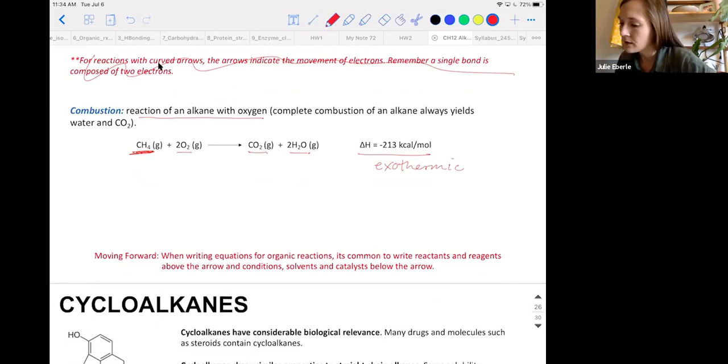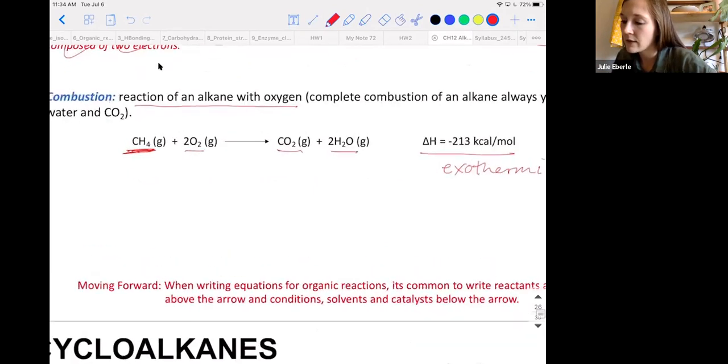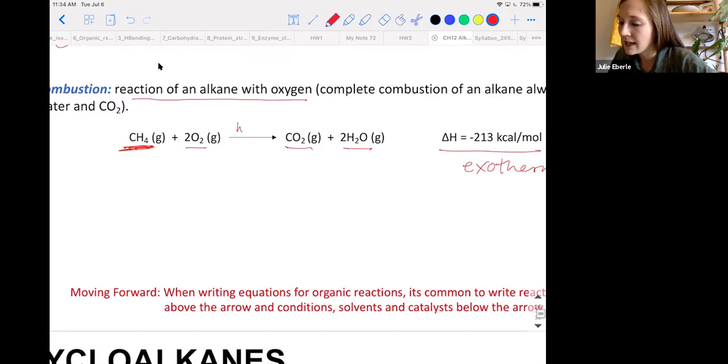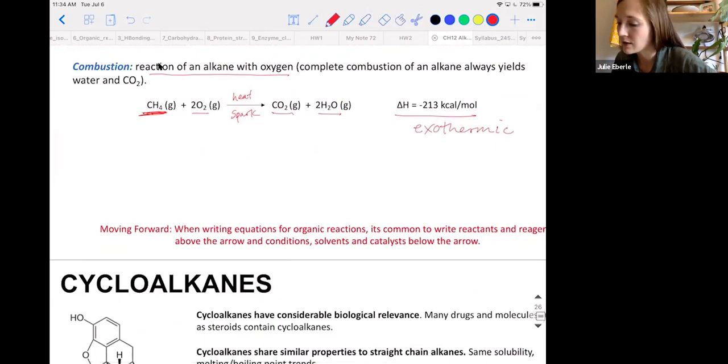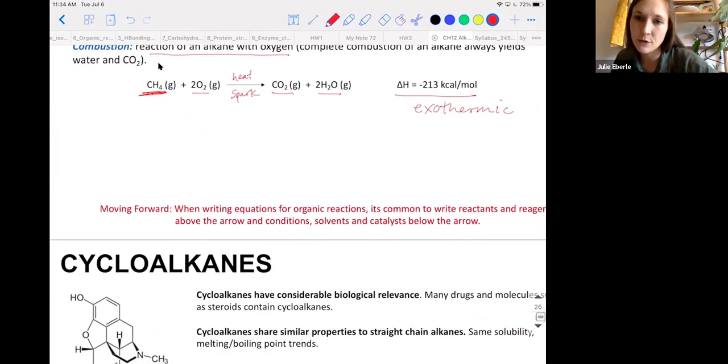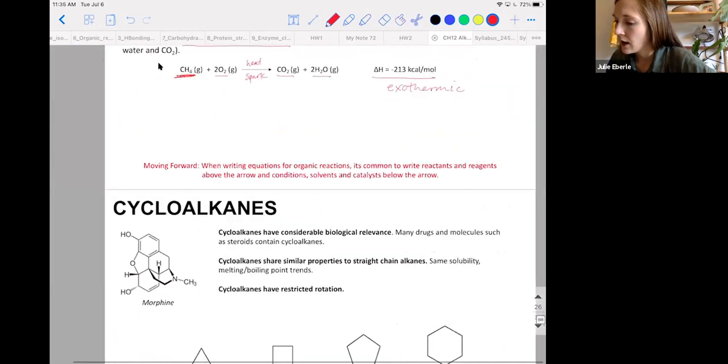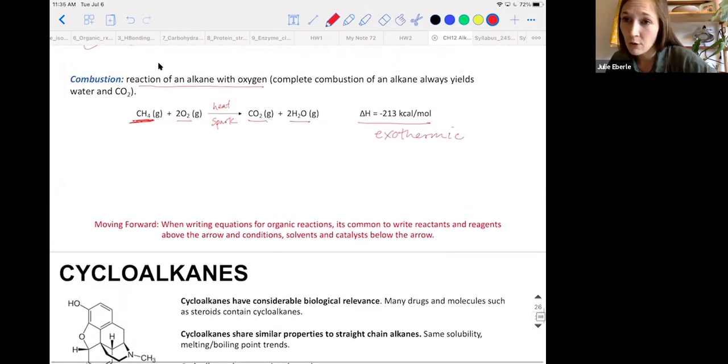I don't have anything written above and below the arrow, but in organic chemistry, we may write things like heat or spark. For a combustion reaction, it takes some sort of spark or initial ignition to start the reaction. And those things are usually written above and below the arrows. That's all this is saying down here. If you have a catalyst or a particular solvent that it needs, those will be written above and below the arrow too. Any questions? That's combustion. It always yields CO2 and water. That's the only reaction I want you to recognize from alkanes.